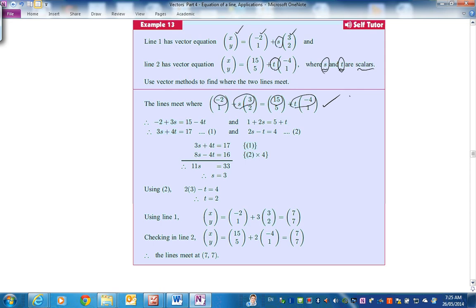You could have said in line 1, x equals -2 plus 3s. In line 2, x equals 15 take 4t. And those must be equal if they're going to intersect. Okay, so like that. And then the y's, you could do parametric equation. Y in equation 1 is 1 plus 2s. Y in equation 2 is 5 plus t. And the 2 y's must equal each other.